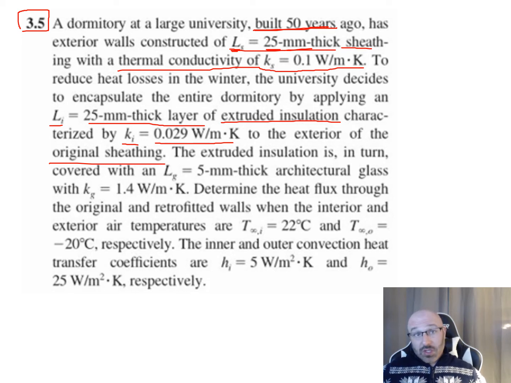Now, this extruded insulation is in turn covered with an architectural glass. They give us the thickness of that glass, L sub G, is 5 millimeters thick, and our thermal conductivity, K sub G, is equal to 1.4 watts per meter times Kelvin. So now we can see we have the regular building, with its known wall thickness and thermal conductivity. Then we have an extruded insulation with its known thickness and K value. And then we have this architectural glass on the outside of that with its known thickness and K value as well. So we're starting to think about this and physically drawing this out.